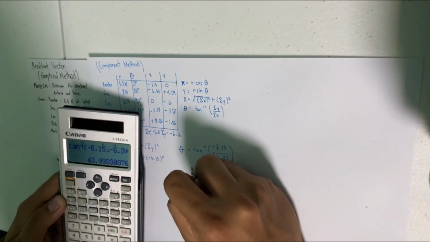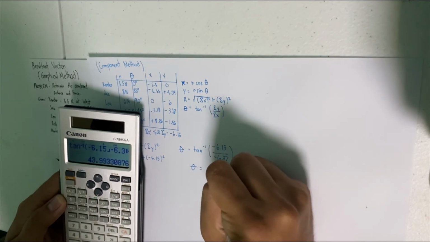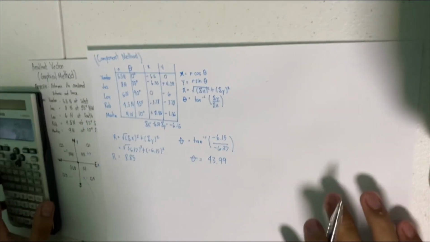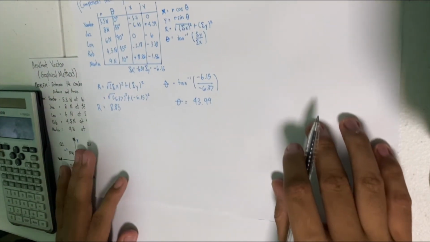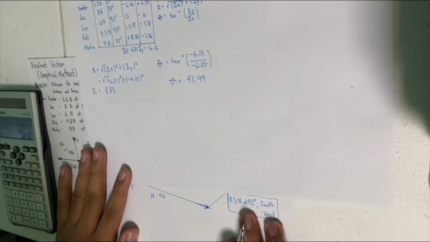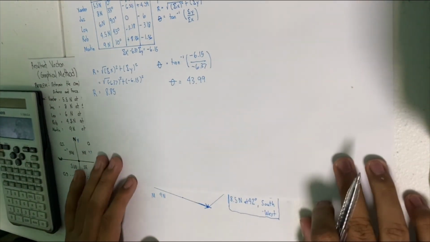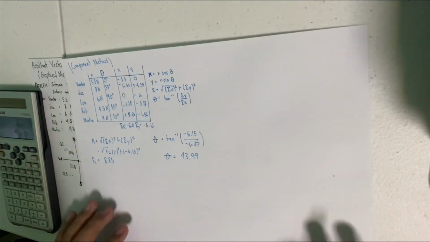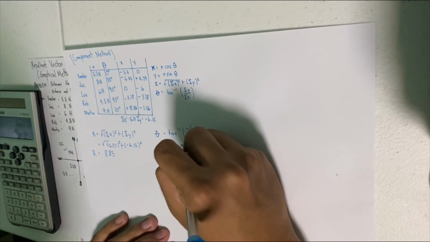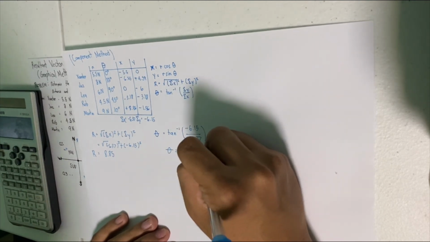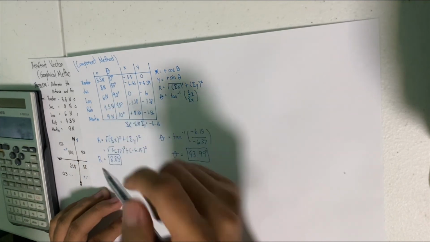So it is equivalent, your degrees is 43.99. What your degrees in the graphical method was 42. So it's not so far, so it's accurate and it's good. Okay, so here is the degrees. You can put degrees there, and this is the resultant vector.